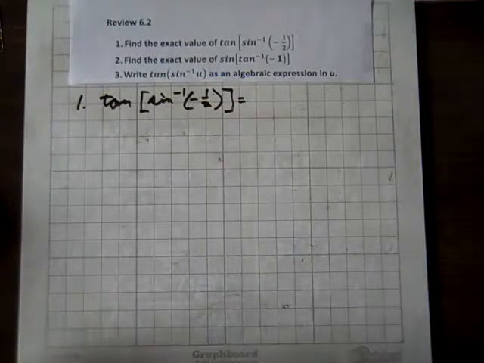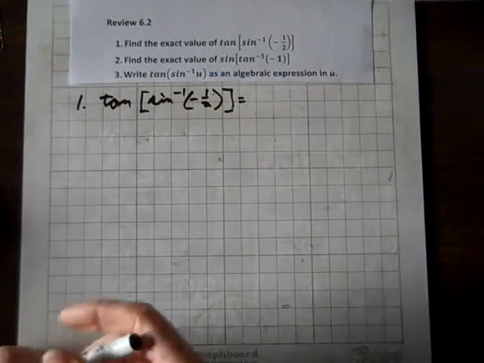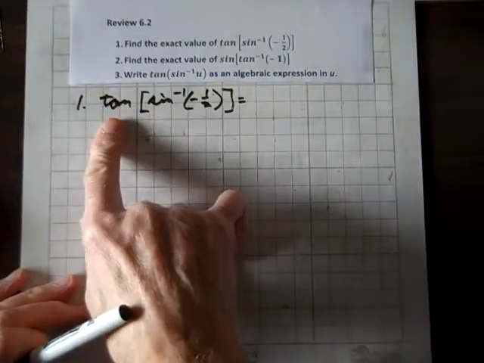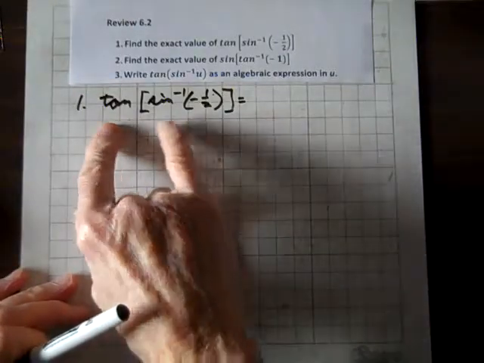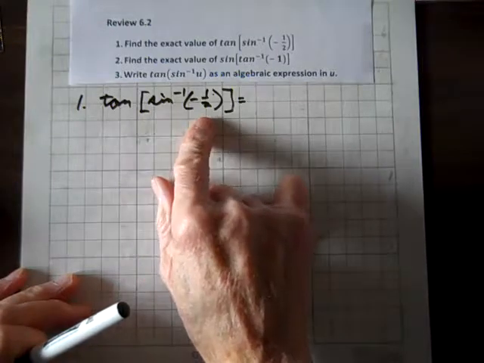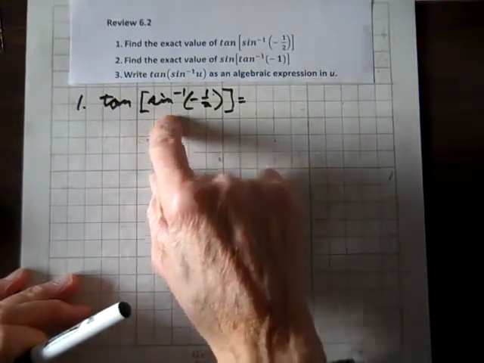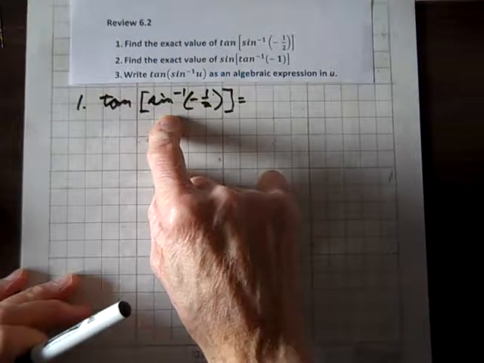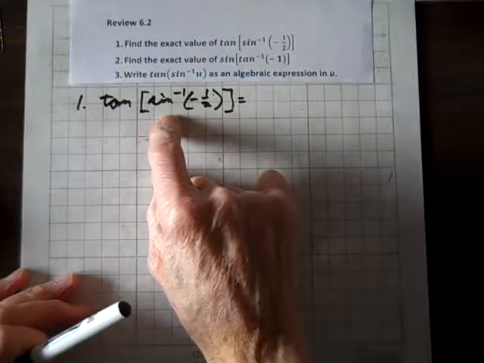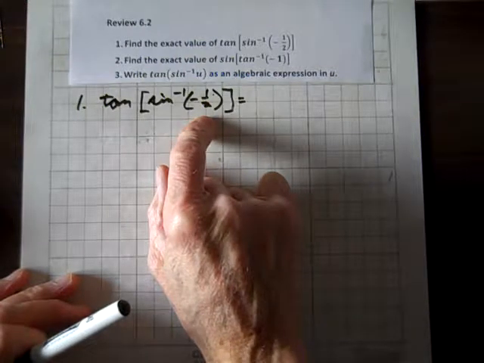Well, now we're doing the review for 6.2, and we've got to find the exact value of the tangent of the inverse sine of negative 1/2. Well, the inverse function is an angle, and this angle, since it's inverse sine, is either in the first or fourth quadrant. And since it's negative, it's in the fourth quadrant.